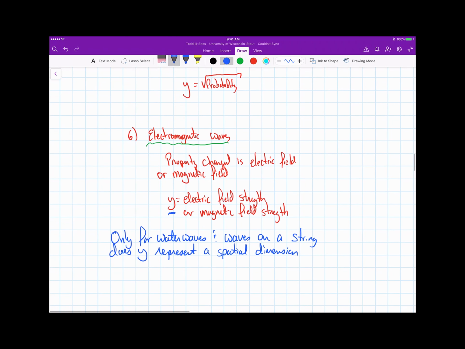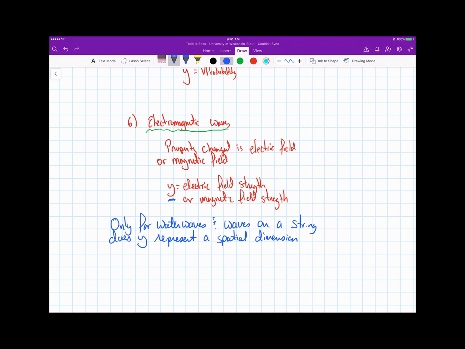So I just want to point out that it's really only in the case of the water waves and waves on a string that y is actually a spatial dimension. This is very crucial that you keep this in mind as we're going through this. When we're graphing electric field strength as a sinusoidal wave, we are not graphing something that is moving transversely. It's not something that's actually oscillating physically. It's the field strength that is actually oscillating.